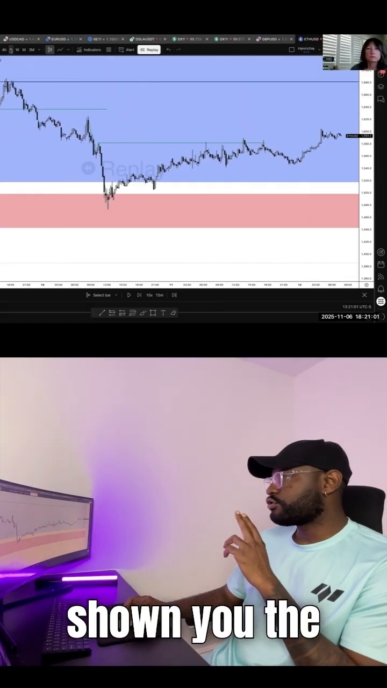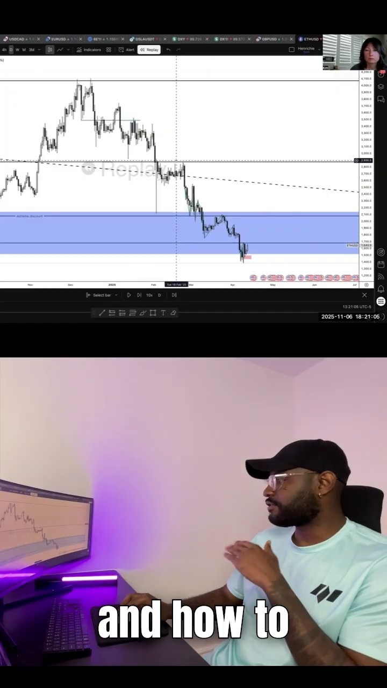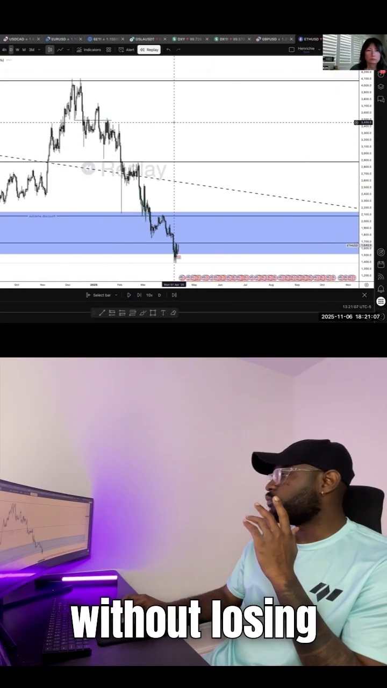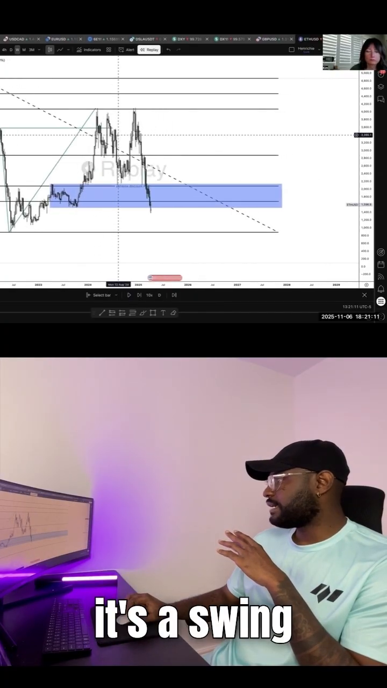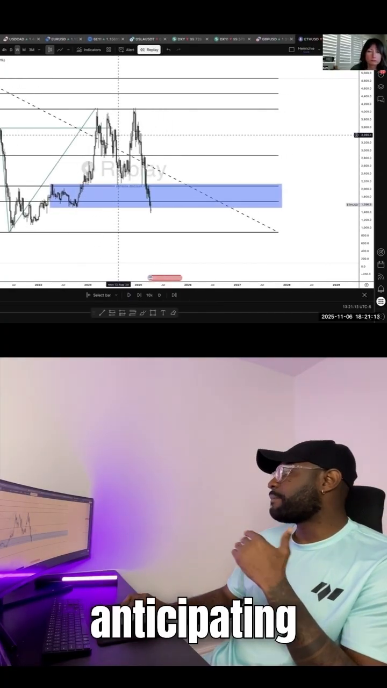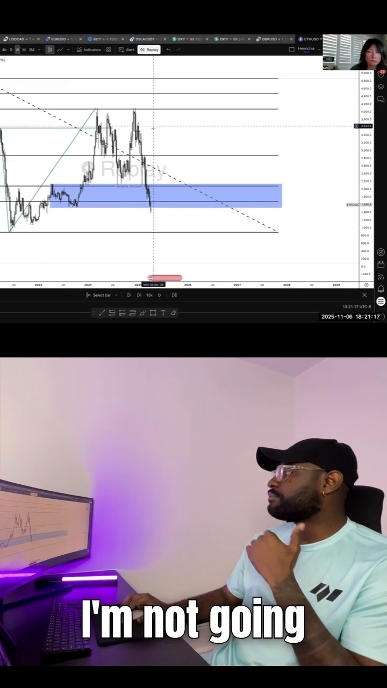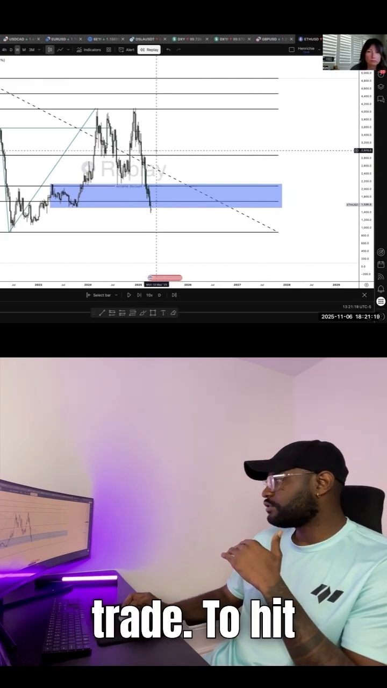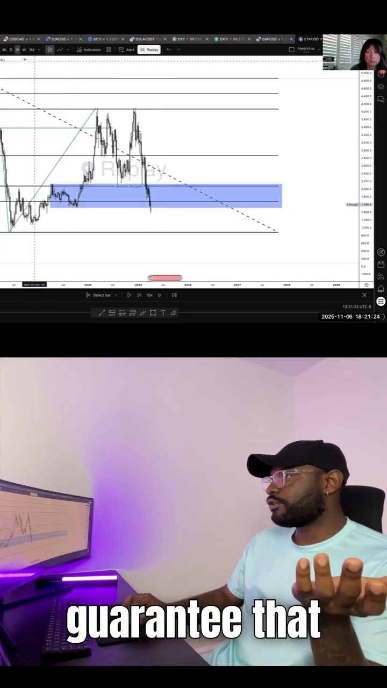Now I've shown you the entries. Now we'll go into the exits and how to scale out of a trade without losing the total volume. Now, this is an example where it's a swing trade opportunity. Now, I'm anticipating for this to hit a new all-time high, but I'm not going to hold the trade to hit a new all-time high because there's no guarantee that it's going to hit a new all-time high.